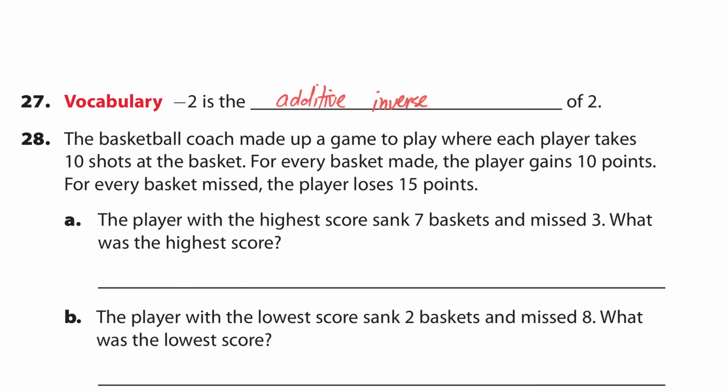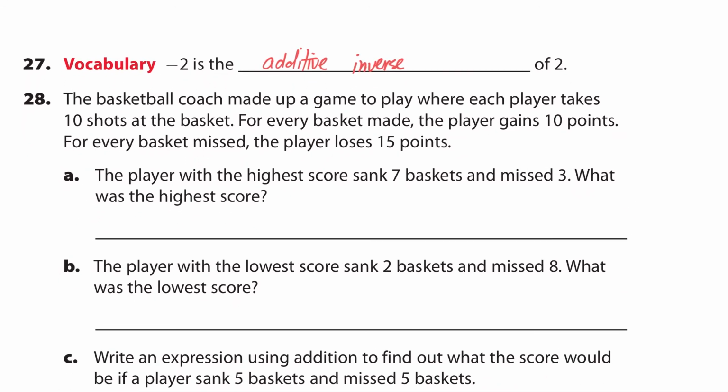Okay, the basketball coach made up a game to play where each player takes 10 shots to the basket. For each shot basket made, the player gains 10 points. For every missed basket, the player loses 15 points. The player with the highest score sank 7 baskets and missed 3. What was the highest score?